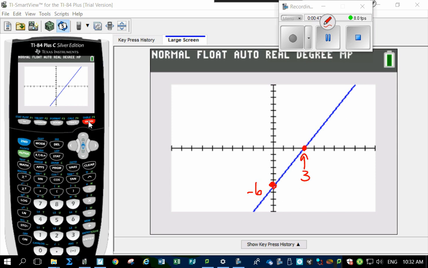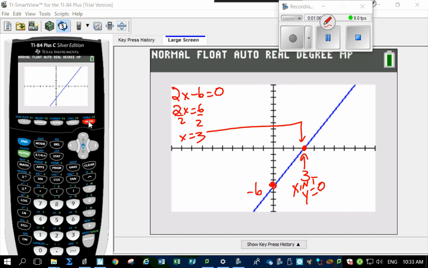And if you remember how we got that, we had 2x minus 6, we let that equal 0 because of course that is an x-intercept when y equals 0. So we let that equal 0, bring the 6 over, you get 2x equals 6, divide by 2, x equals 3. So that's how we got that point right there. Okay, so that being said, let's look at a few other things here and compare.